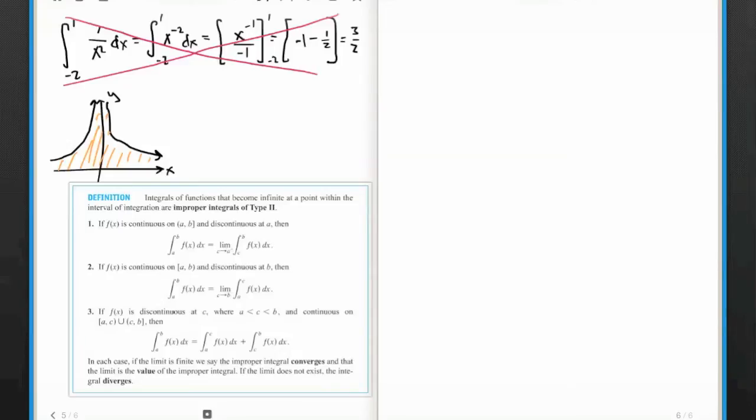Finally, if f(x) is discontinuous at c, where c is somewhere between a and b and continuous on a to c and then c to b, this is the case that we actually have. We're going from -2 to 1, but it's discontinuous somewhere in the middle, in this case 0. We've got to break it up. We've got to do the integral from a to c, where we have a limit issue at c, and then from c to b, where we have to replace each of these with a limit. We'll do some examples like this, but I'm going to pick a more interesting example to demonstrate this.